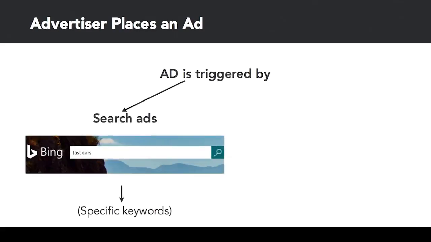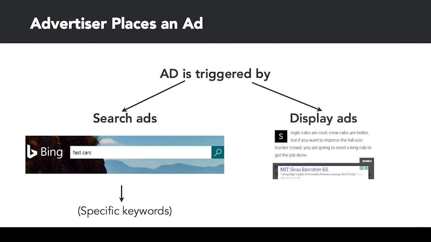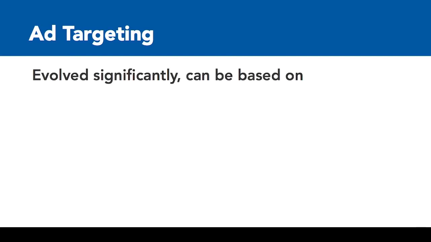Pay-per-click advertising is where an advertiser places an ad that gets triggered when a user searches for predefined phrases on a search network. On a display network, ads can be triggered by visitors of a predefined profile and specific websites that match the context of an ad. The targeting methods we use to specify to whom and when we display the ads have evolved significantly and can now be based on a variety of behavioral and profile data.